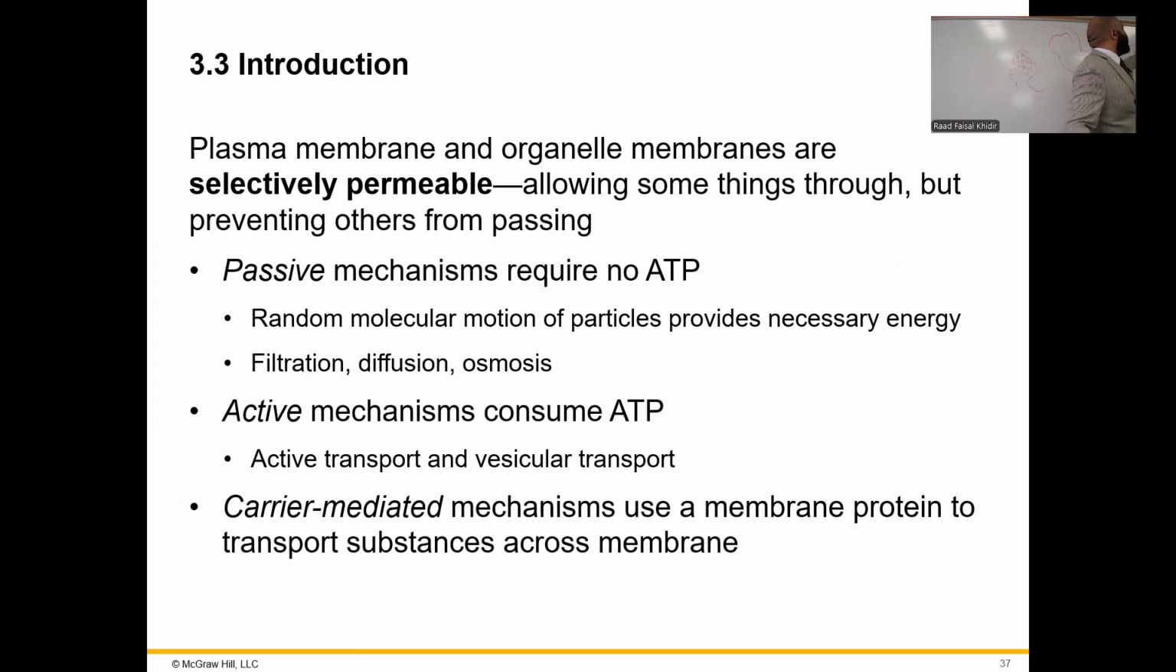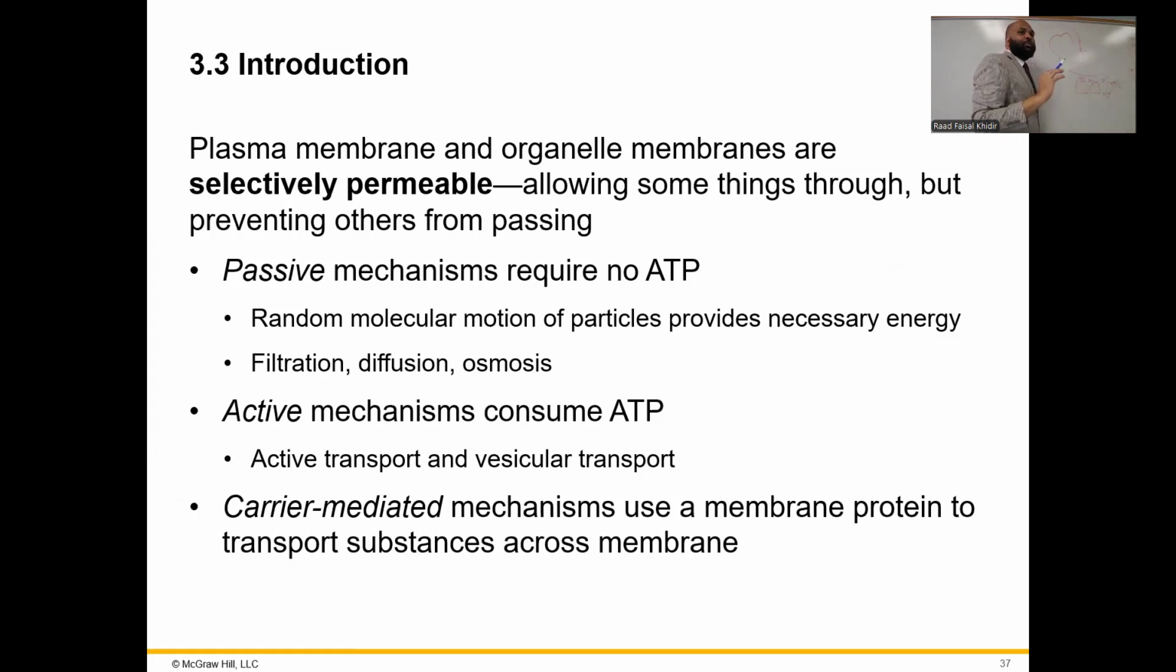Then we have the electrical gradient: positive charge that is more electropositive outside wants to get inside where there is less electropositive. So the natural movement is for sodium to move down, from outside to inside, and for potassium to move from inside to outside. Okay?